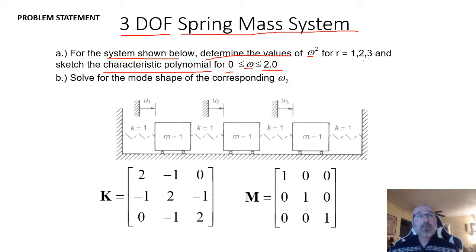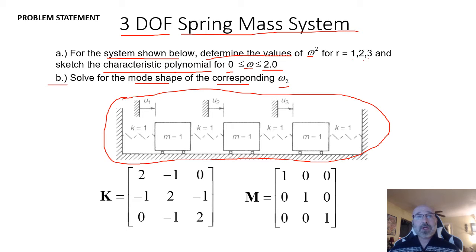Now in part B of the problem, they asked us to solve for the mode shape with the corresponding omega 2. So we see here is our system right here. Here's the 3 degree of freedom spring mass system. So you can see we have 3 carts, each with a mass equal to 1. You can see we have 4 springs here, k equals 1, k equals 1, k equals 1, and k equals 1. And we have 3 displacements here, u1, u2, and u3.